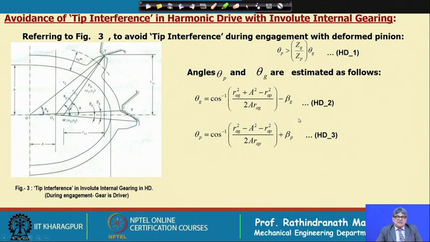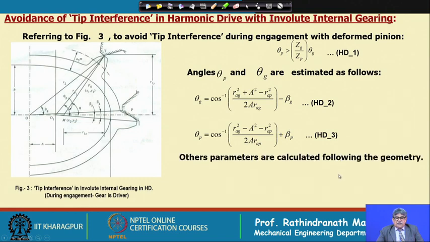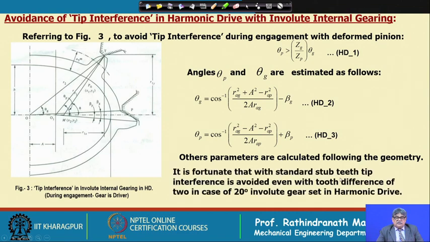So, this is simply by the normal equations; the conditions are shown. Other parameters are calculated following the geometry, and it is fortunate that standard tooth tip interference is avoided even with a tooth difference of 2 and a 20 degree involute gear in the case of a harmonic drive. We are fortunate that it is essential to keep the tooth difference at least 2.